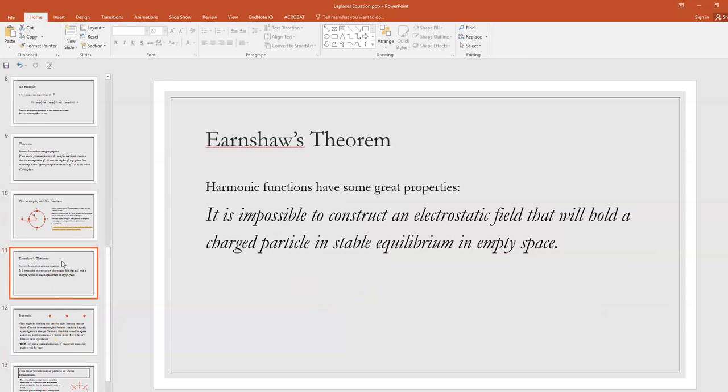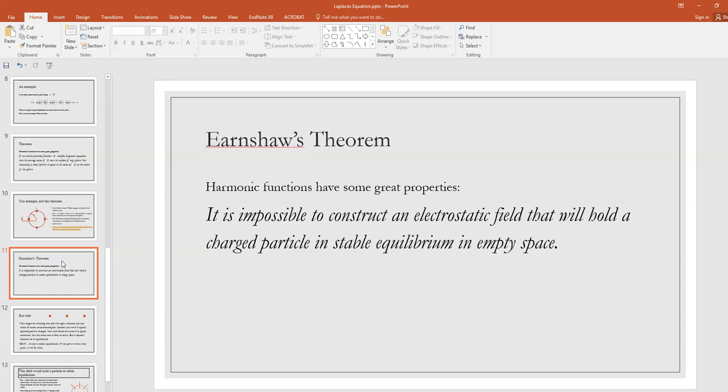Okay, so that's one theorem. The other one that I want to talk about today is Earnshaw's theorem. All right? So here's another example of a great property of harmonic functions. Using the ideas from Laplace's equation, you can show that it's impossible to construct an electrostatic field that will hold a charged particle in stable equilibrium in empty space.